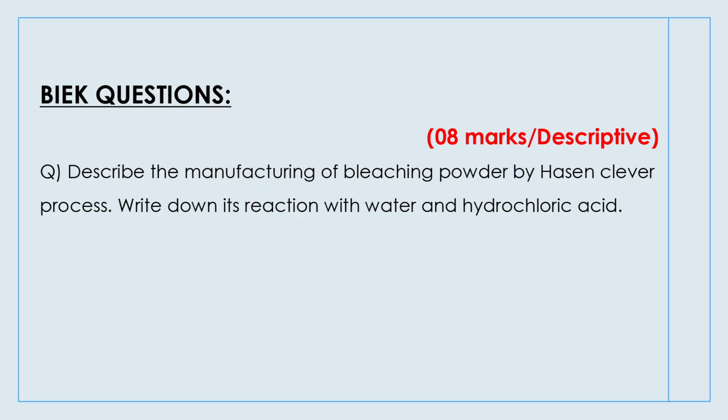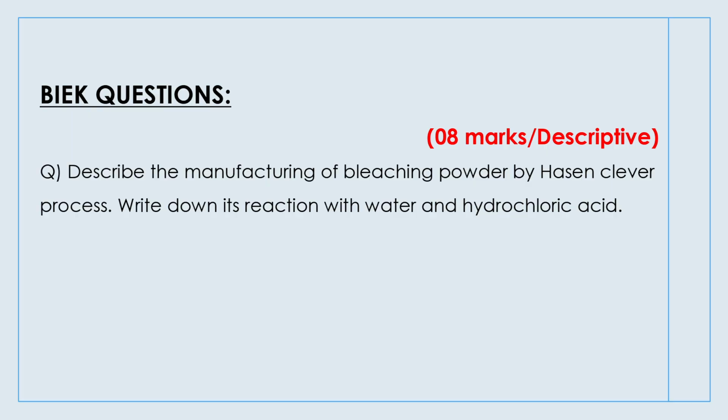Now how will you get it in the descriptive? In the descriptive, you get it for 8 marks in the inorganic chemistry section: describe the manufacturing of the bleaching powder by the Hasen Clever process. You will write the introduction, draw the diagram with proper labeling, and write a detailed explanation of all these steps. It's completely up to you. You can write it in bullet form, put headings. It's all your creativity. But make sure that the content is covered depending on the marks of the question.